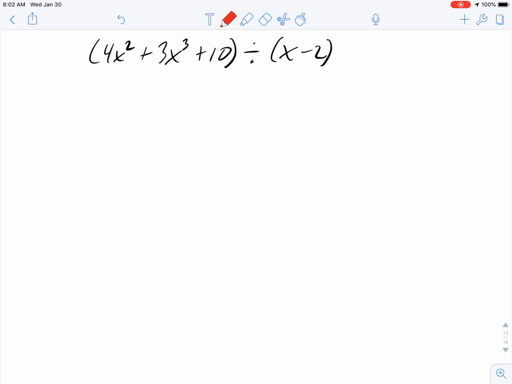Hello everyone, this is Mr. Appel, and today we're going to do long division with polynomials. So it's going to look very similar to long division with numbers, with some obvious differences. So let's walk through the process.